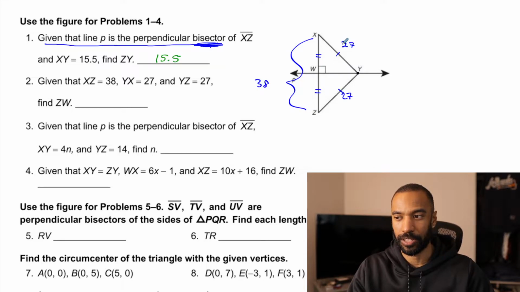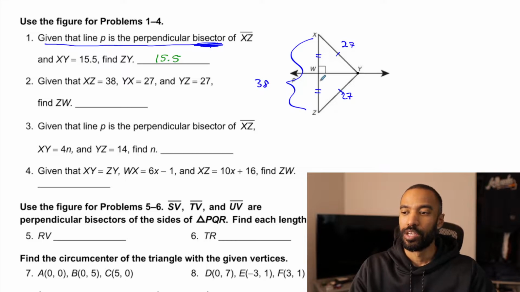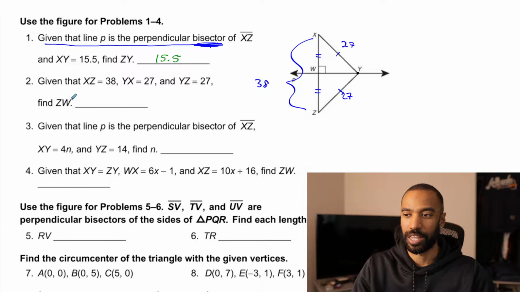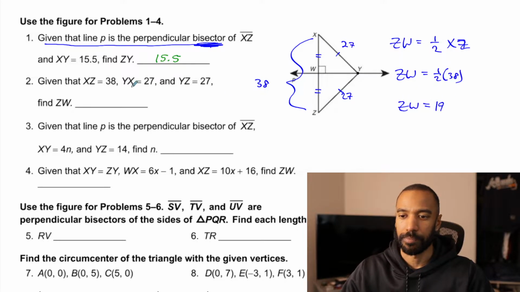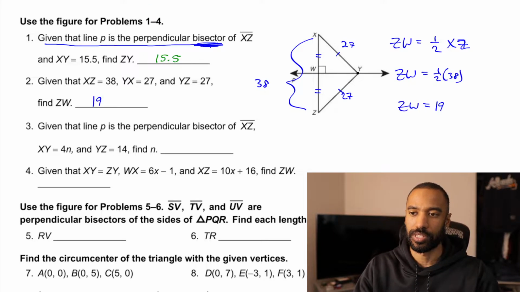If this wasn't perpendicular, or if these weren't equidistant, then this part wouldn't have been able to be stated. So now we know that this is therefore a perpendicular bisector, they want us to find the length of ZW. ZW, its length, is exactly half that of all of the length of XZ. And XZ's length is 38 units. So ZW is half of 38, which is 19. ZW is 19 units in length.